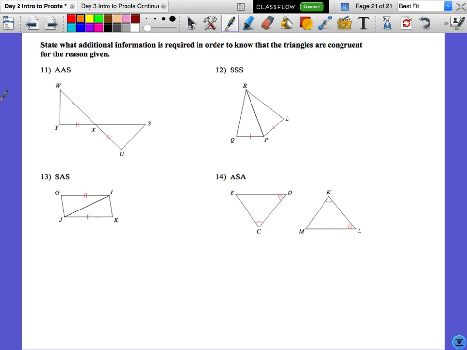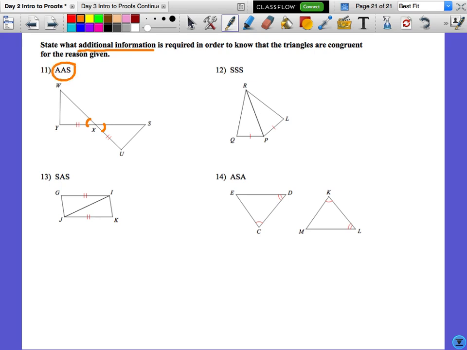The last little bit here, we're going to say what additional information do we need? What's missing? Now remember, we can already add shared sides, vertical angles, and we're going to talk tomorrow and throughout this module about the parallel line postulates. We haven't used those yet because I don't want to throw too much at you at once. So looking at number 11, I know I can add that anyway. I know that I have vertical angles there.